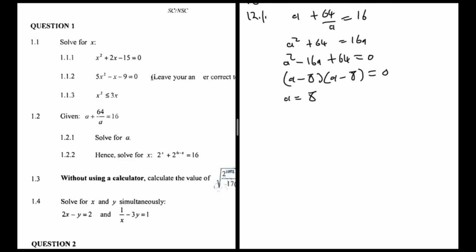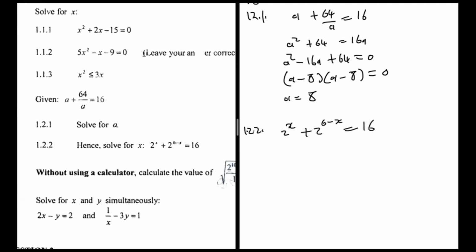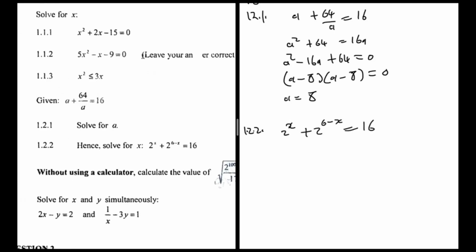So a is just equal to 8. And then we have 1.2.2 that says, hence solve for x if 2 to the power of x plus 2 to the power of 6 minus x equals 16. Here, because it says hence, I'm looking at 1.2.1 and trying to apply the same idea I used. What are the similarities between 1.2.1 and 1.2.2, right?